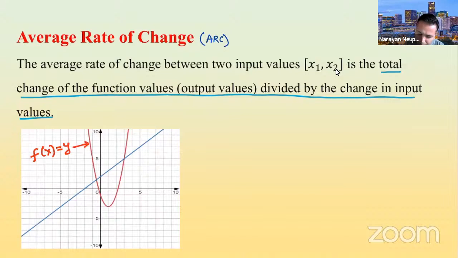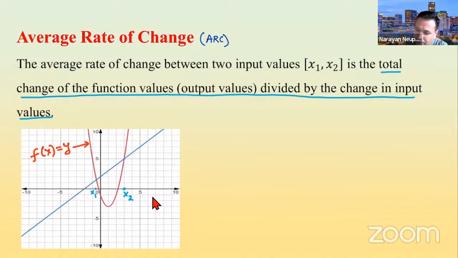So the first input value is here on the x-axis where I'm pointing, okay? That is x1. And the input value over here, say for example, that is x2. So we have two input values, x1 and x2. These are the input values because these are the values along the x-axis, as you can see.